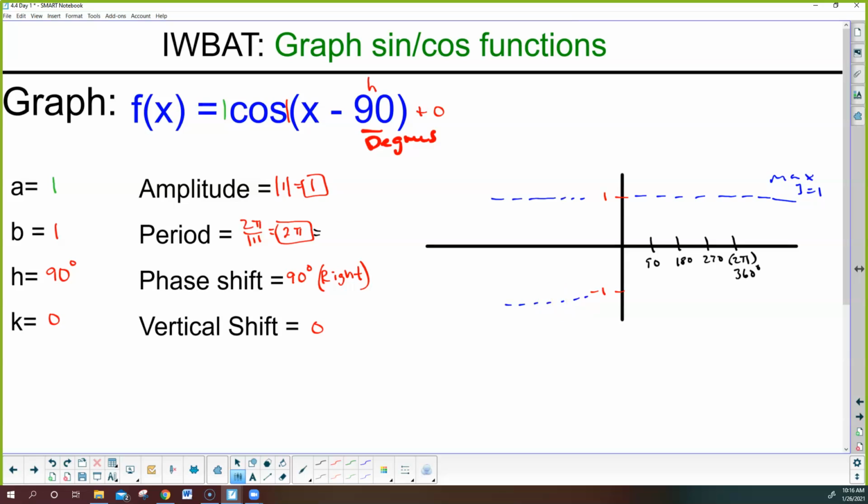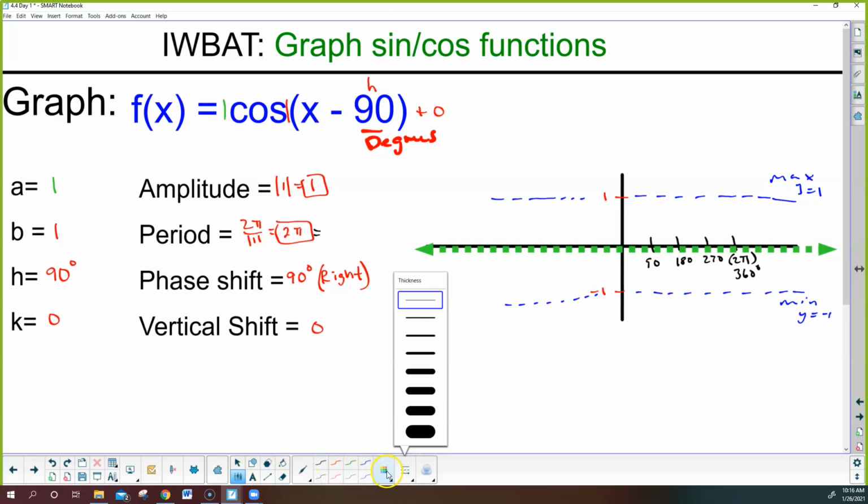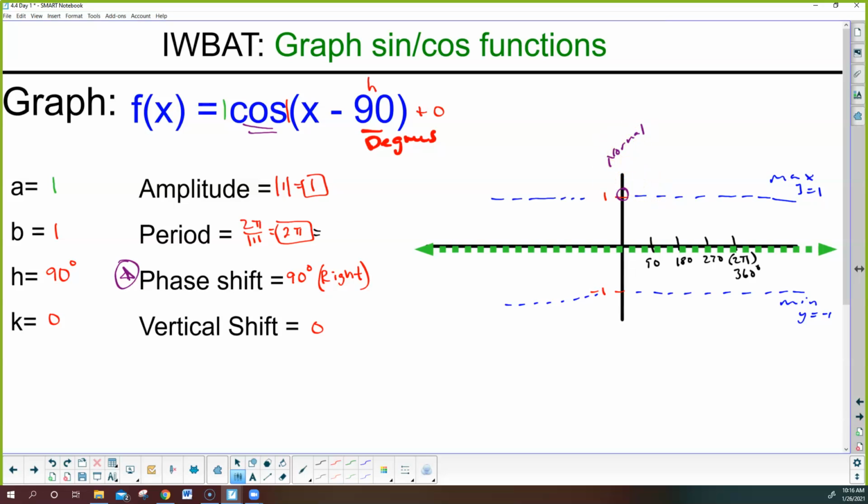Still have my minimum line. And that midline doesn't change either because I didn't move anything up or down. So now how do I graph with a phase shift, right? Well, think about where would cosine normally start? Okay, cosine would normally start right here.